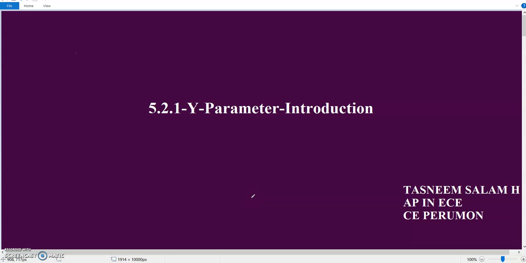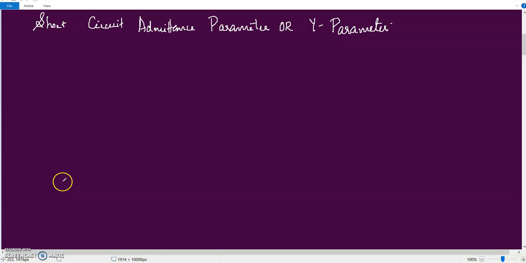In this session, I'll be explaining Y parameters, the short circuit admittance parameter. Earlier we have learned the open circuit impedance parameter, or Z parameter. You know why the Z parameter is also called the open circuit impedance parameter. Now we are going to learn the short circuit admittance parameter, or Y parameter.